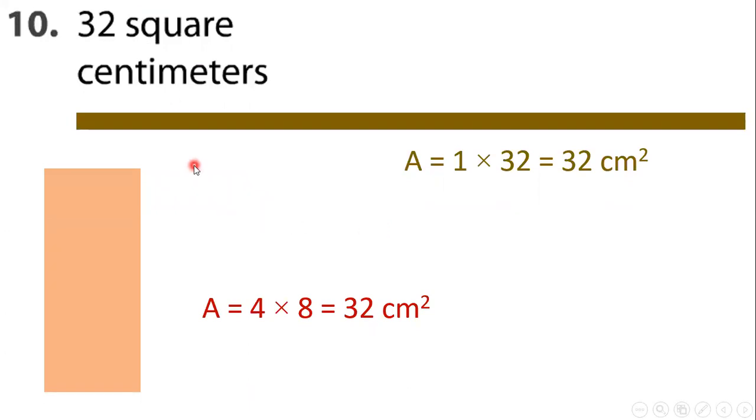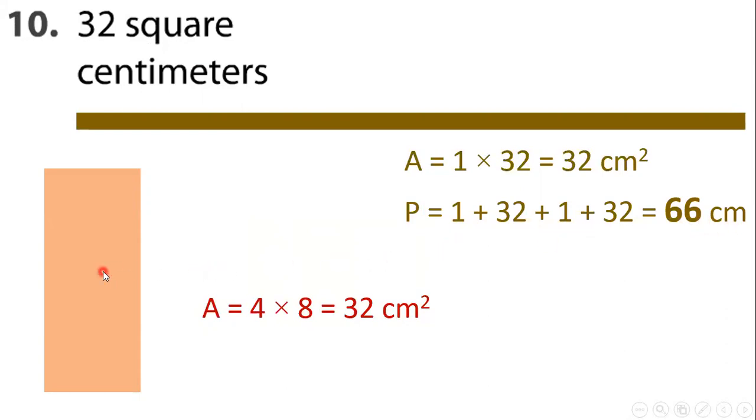Now we need to find the perimeter of each rectangle. These two sides here are 1 centimeter long, and these two sides are 32 centimeters long. So the perimeter of this rectangle is 1 plus 32 plus 1 plus 32 equals 66 centimeters.